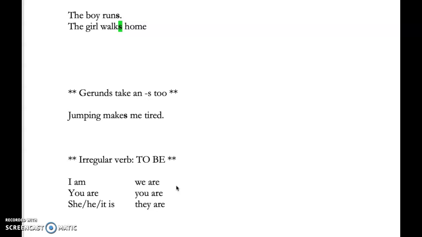Now I want to point out that it would technically be more correct, if English followed its own rules, to treat to be like this. I be, you be, she, he, it bees, we be, you be, and they be. So this is just an example of how strange English is, that following the rules of English will sometimes be considered incorrect or just creative. I think it's pretty creative to try to act like to be is a regular verb.